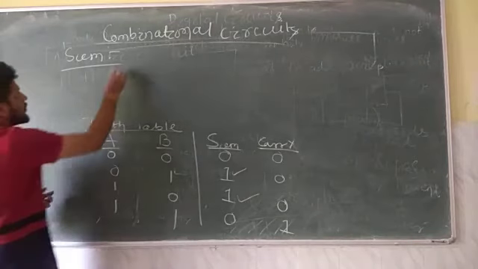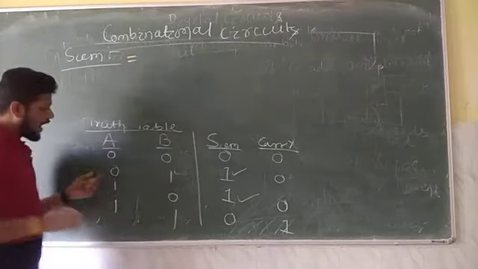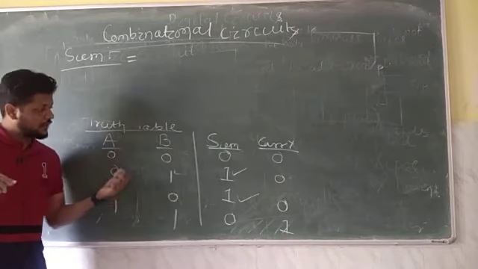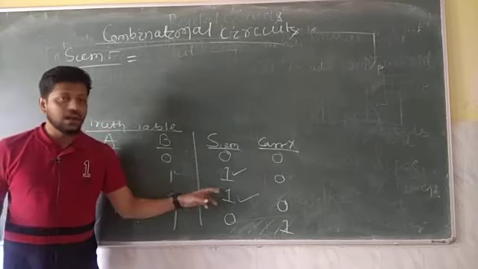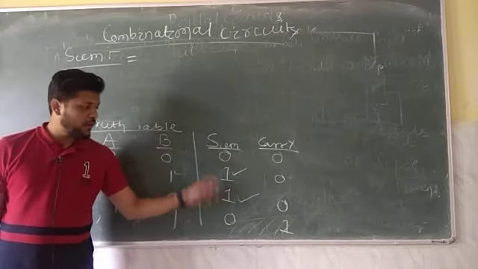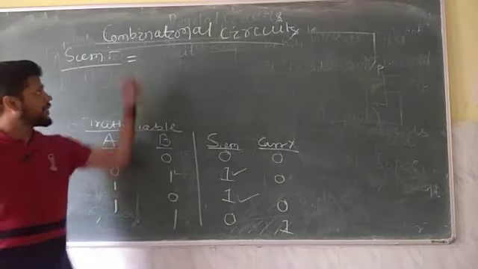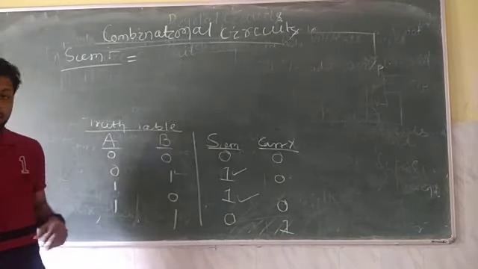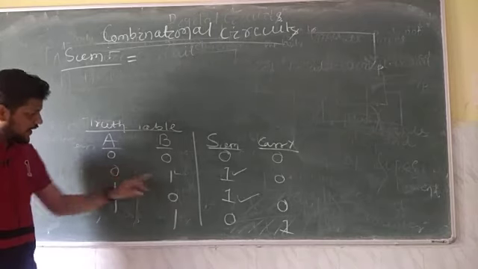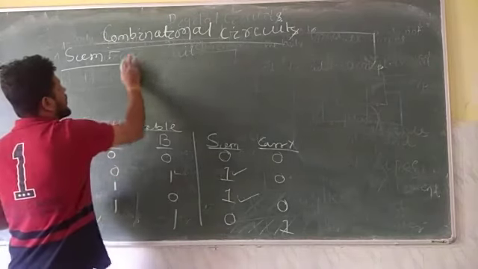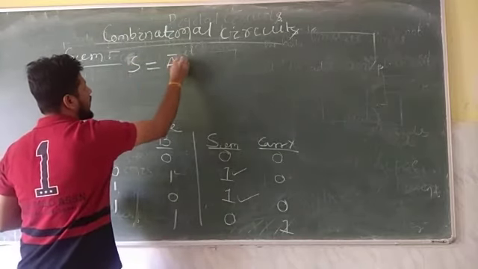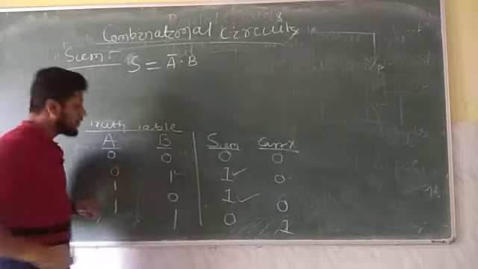So in sum of product form, sum is equal to, how am I going to write? Wherever the sum is 1, that particular combination has to be written in terms of A and B. So how to write? A is 0, B is 1, that means A bar and B. So sum, I am writing S is equal to A bar AND, means dot, A bar and B.